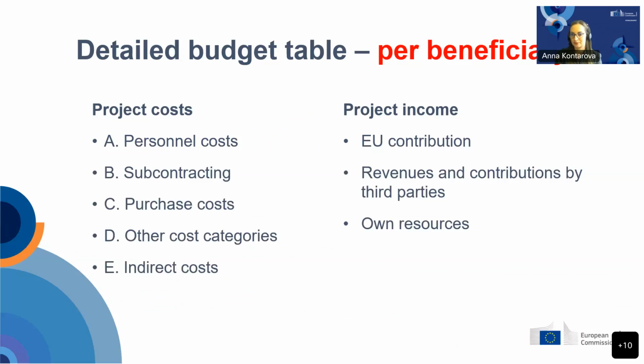As I said, the detailed budget table has to be submitted per beneficiary, per work package and cost category. In the next slides, we will go through all the cost categories, as you can see below on the left side. And just to remind you that the budget presented has to be in balance, meaning the project cost has to be equal to project income. Next slide, please.